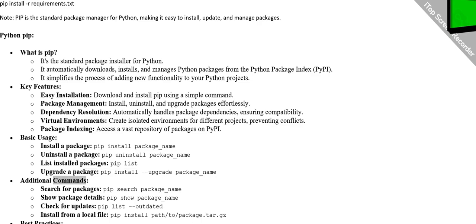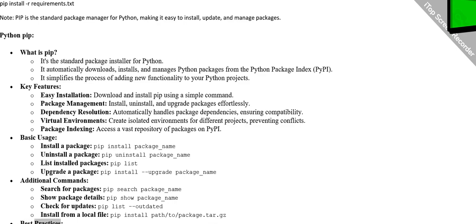Additional commands. Search for packages: pip search package_name. Show package details: pip show package_name. Check for updates: pip list --outdated. Install from a local file: pip install /path/to/package.tar.gz.